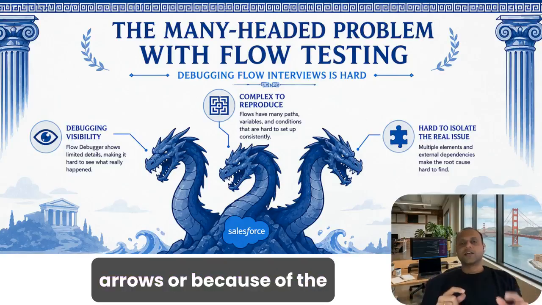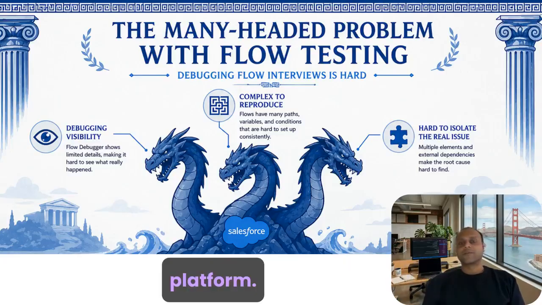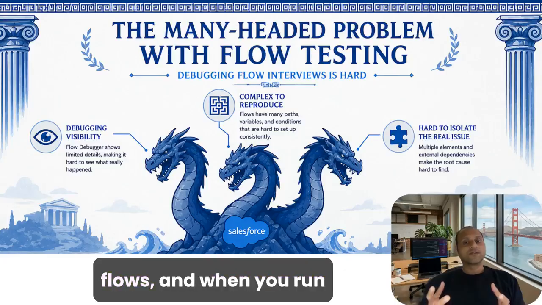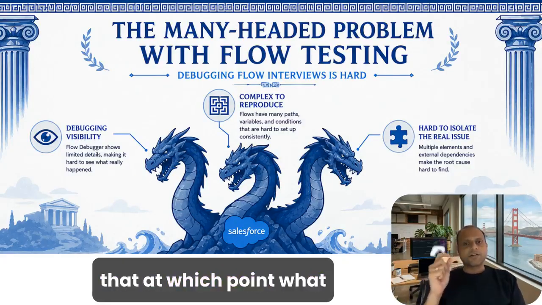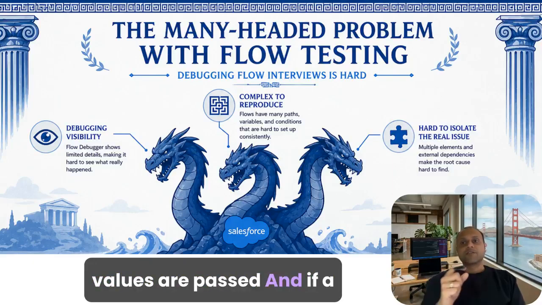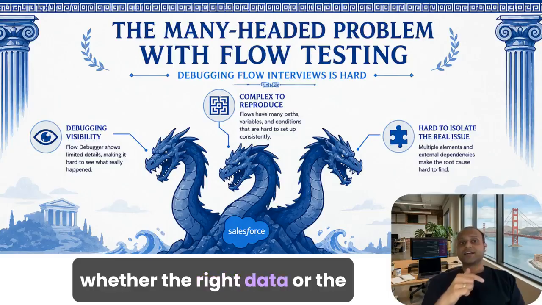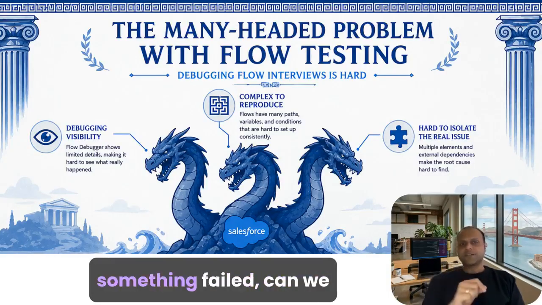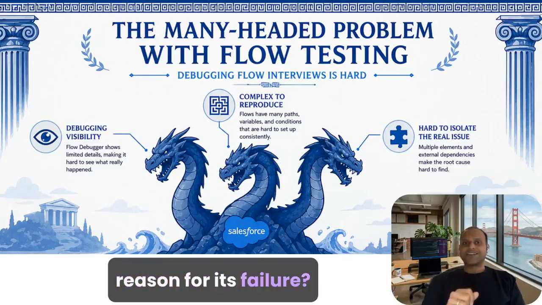Flow testing has historically been complicated, neither because you could design flows with various directions, nodes, and arrows, nor because of the testing feature provided by Salesforce themselves on the platform. Interestingly, when you design large, complicated flows and run them, you must understand at which point what values were passed, whether a certain subflow was called correctly or not called, whether the right data or the test data for your execution was used or not, and if something failed, whether we can trace it back and check the reason for its failure?